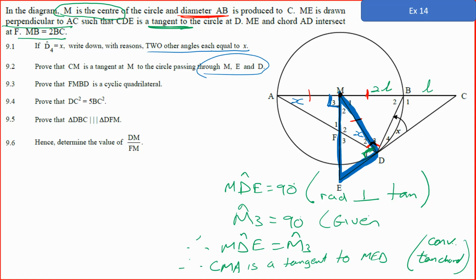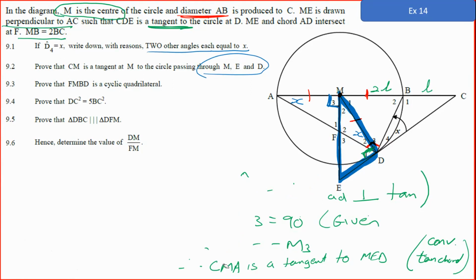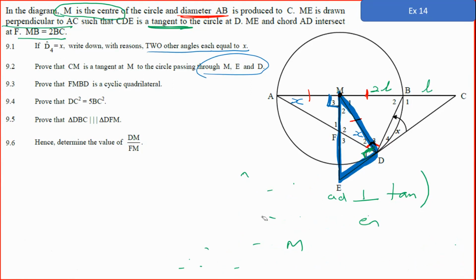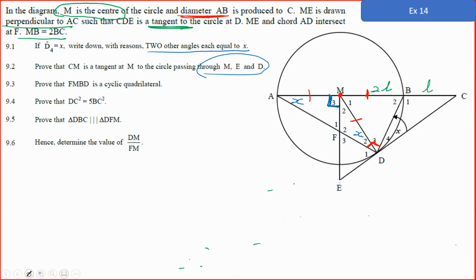Now my diagram is getting very cluttered. Can you see that? Yes, sir. Okay, so let me take out some things. So I want to erase something. Sorry about that. We might bring it in just now. So the next question talks about FMBD.